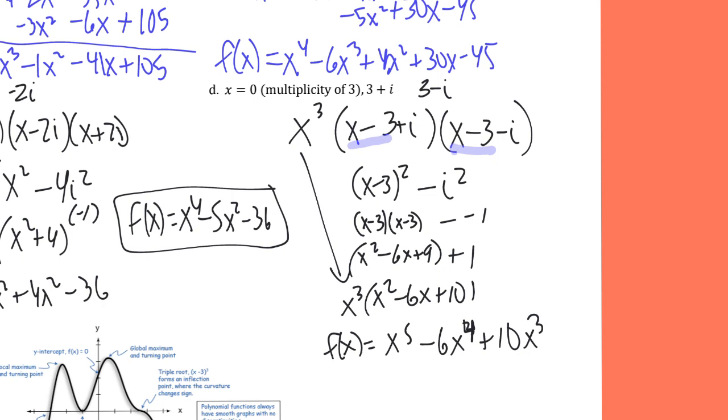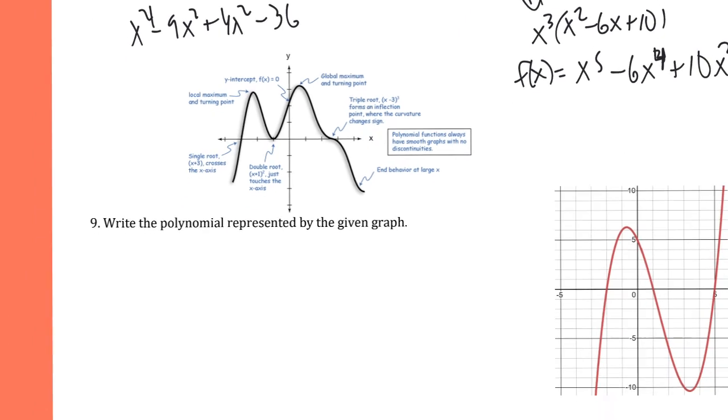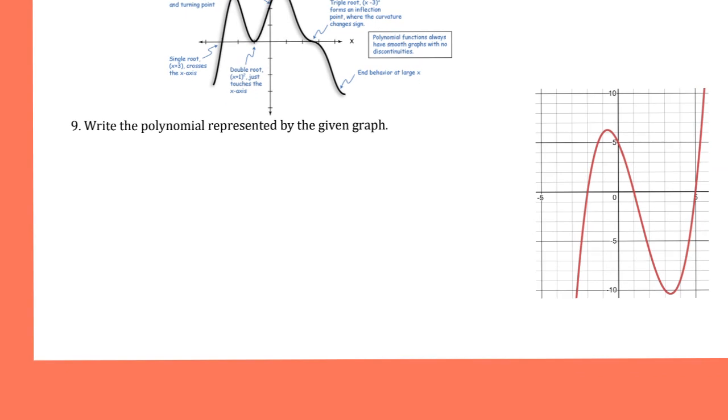Okay, so the next part talks about the graph, and you can peek at that and see where it crosses the x-axis, where there's a double root, where there's an odd-powered root, where there's a turning point, the end behavior, etc. Now let's write this graph. And because they give us valid points, we can be a little bit more precise here, which is kind of cute.